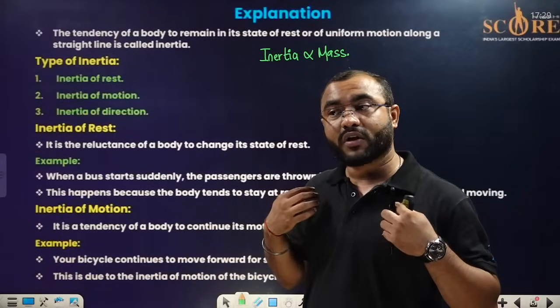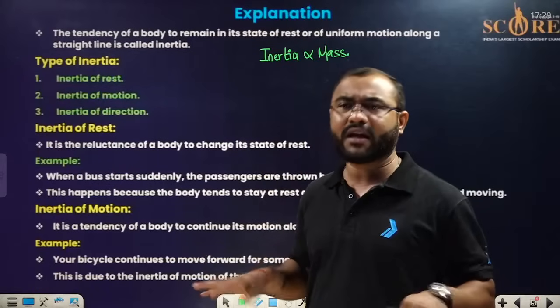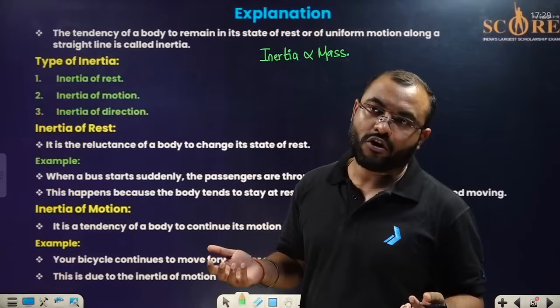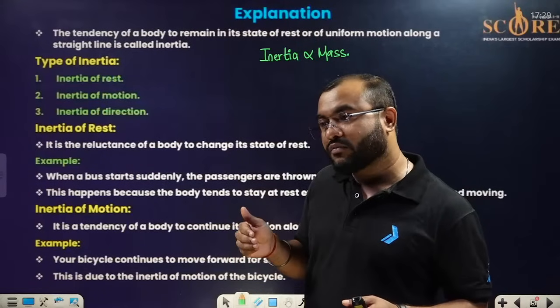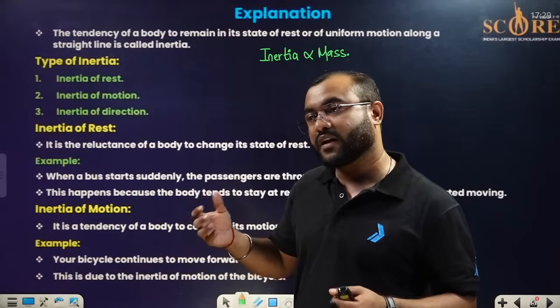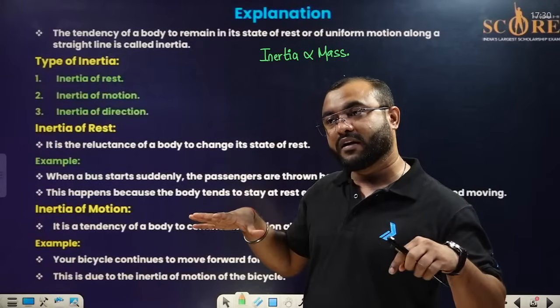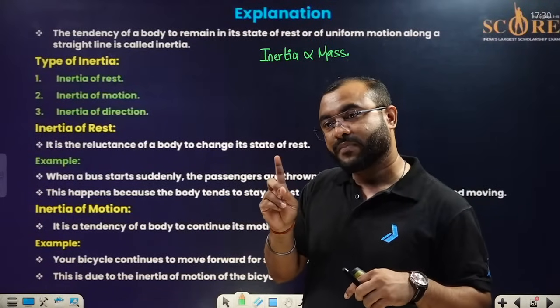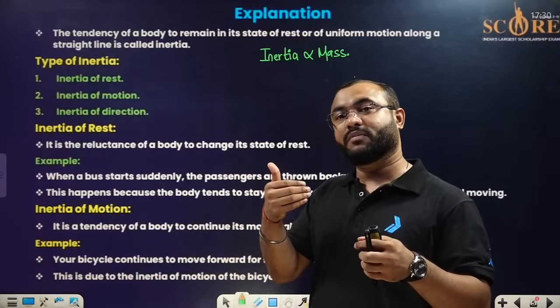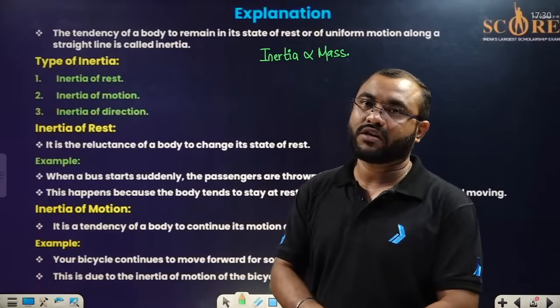It is trying its very best to stay at rest, but unfortunately it cannot. So that is why whenever the car suddenly starts, your body leans backwards. Why? Because your upper body was completely at rest and it is not trying to change its state. That is why the lean will be backwards. This is what inertia of rest is.